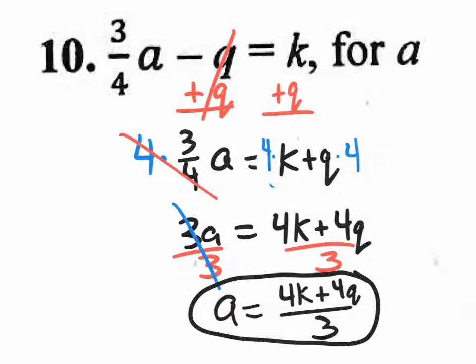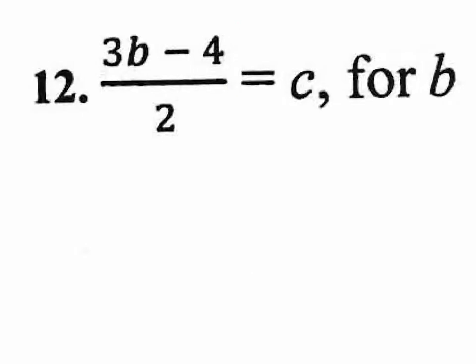Let's jump to number 12. On number 12, we're solving for B. And where's B at? The left side or the right side? It's on the left side of the equal sign. It's up here. Now, it's definitely not by itself. There's all kinds of junk all the way around it. So let's start getting rid of things. What would be the first thing you should get rid of?